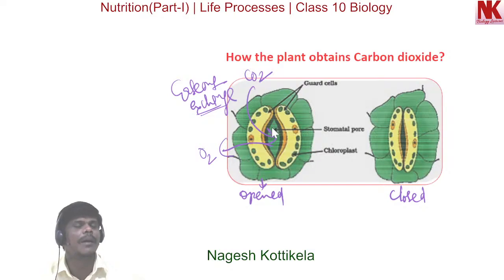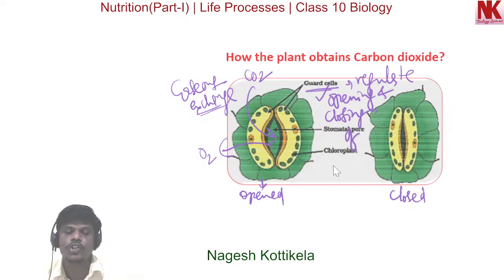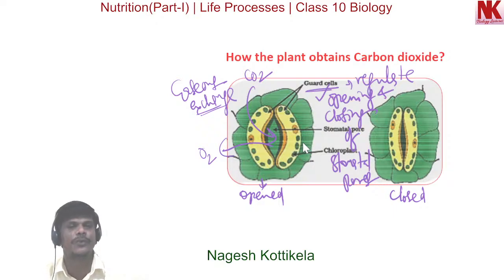Now one of the important concepts here is, you can see the specialized cells that are kidney shaped or bean shaped. These cells are called guard cells. These guard cells regulate the opening and closing of stomatal pores. So this is about the function of stomatal pores during the process of photosynthesis and how they are regulated by guard cells.